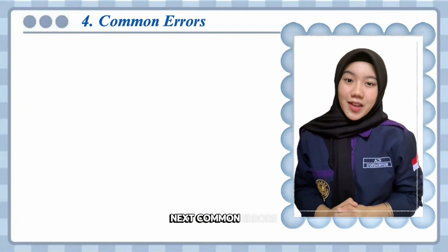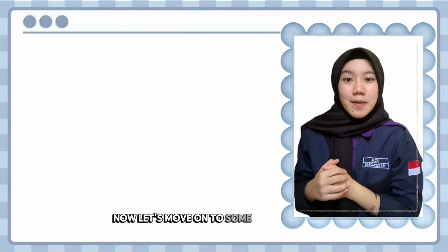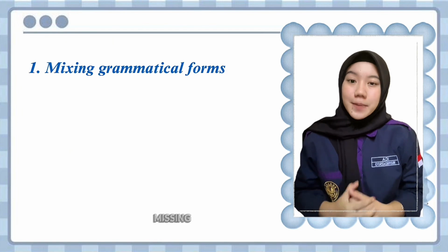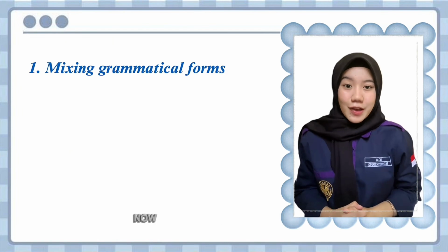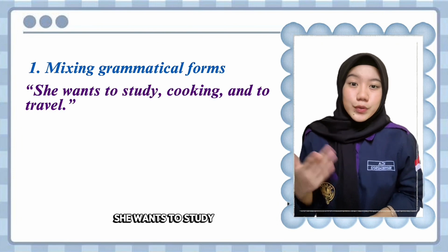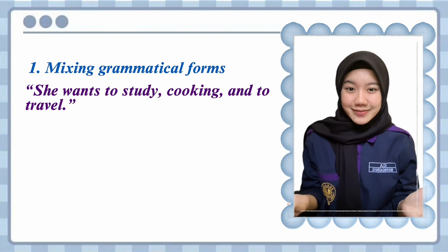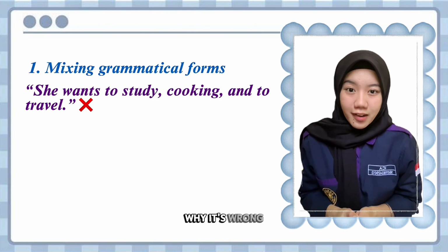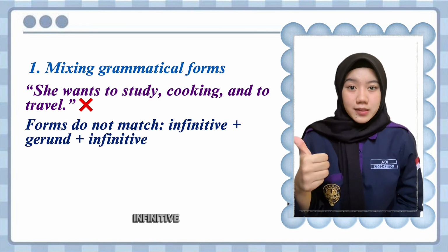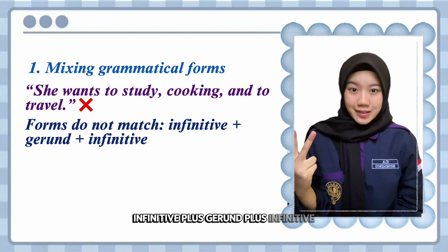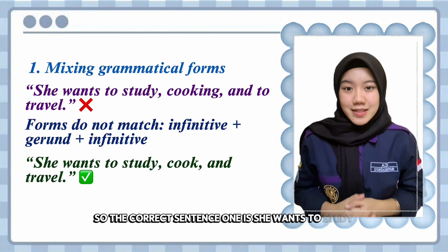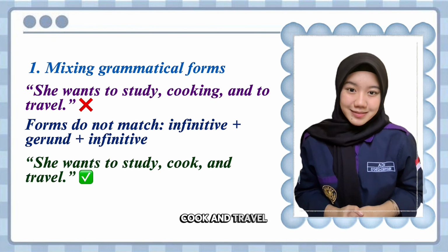Next, common errors. Now, let's move on to some common errors when using coordinating conjunctions and how to correct them. First, mismatched grammatical forms. Now, look at this example sentence. She wants to study cooking and to travel. Why is it wrong? Because the forms do not match. Infinitive plus gerund plus infinitive. So, the correct sentence is she wants to study, cook, and travel.